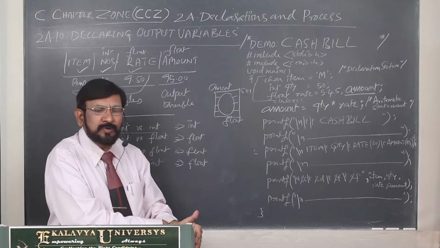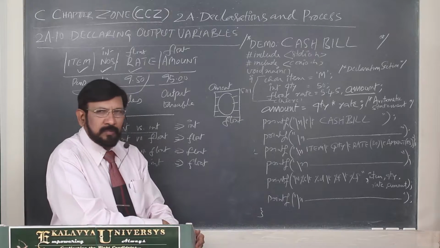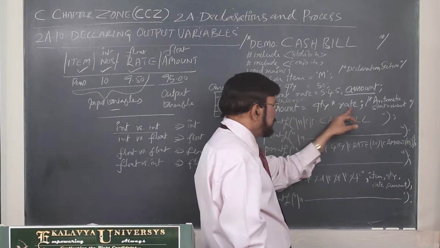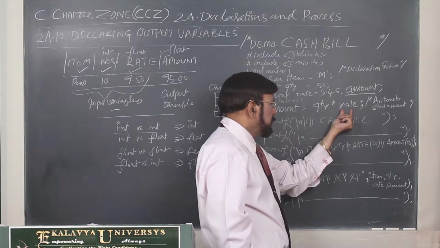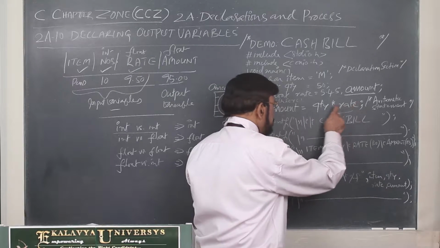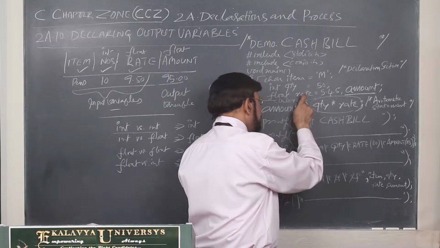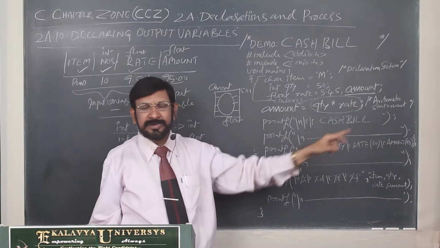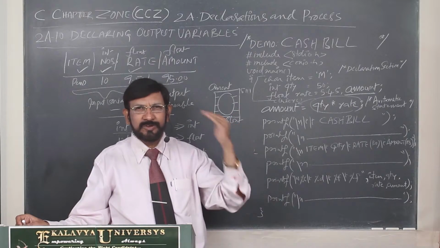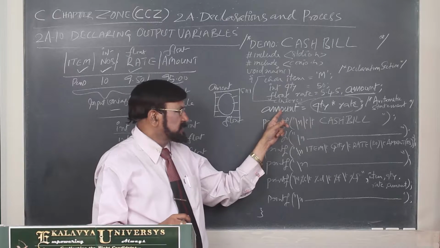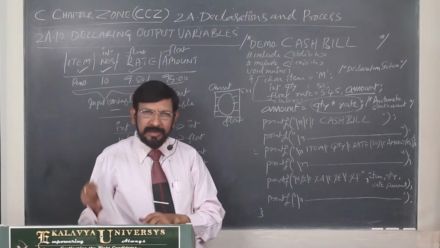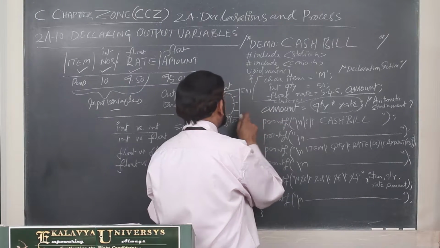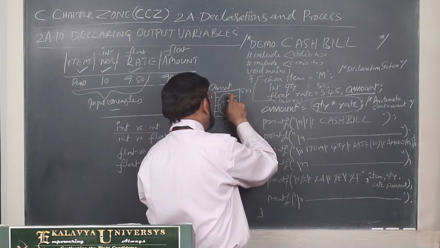In mathematics, how can you arrive at amount? Amount is equal to quantity into rate, or numbers into rate. In the same way, write amount is equal to quantity into rate. Quantity is multiplied by rate, and the product of this is stored in amount. That is the meaning. This is an arithmetical statement, or you can call it a processing section, a processing statement. As a result of this calculation, amount is calculated, that is 272.5.